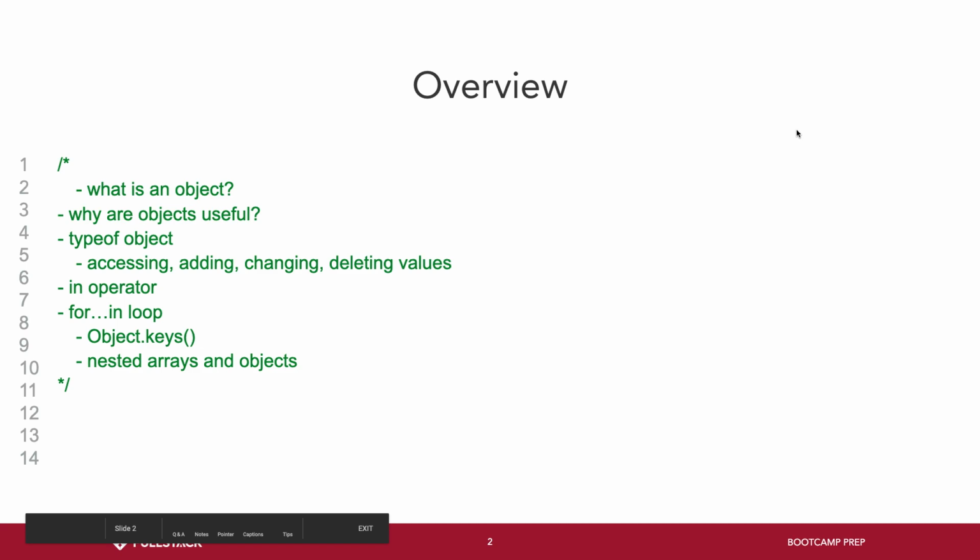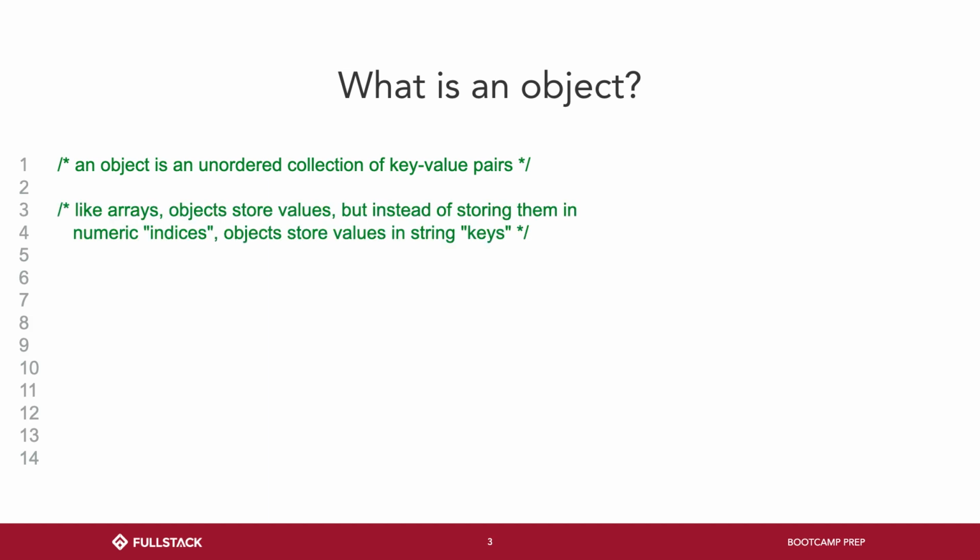So, objects. I'll talk about what it actually is, why it's useful, what the typeof is, accessing and adding, whatever. The in operator, the for in loop, Object.keys, and nested arrays and objects. So what is an object? An object is an unordered collection of key value pairs. Very literal, right? You just saw what that means. Like arrays, objects store values, but instead of storing them in numeric indices, objects store values in string keys.